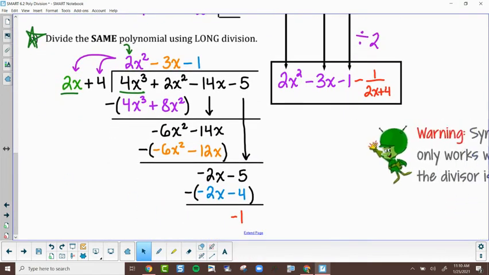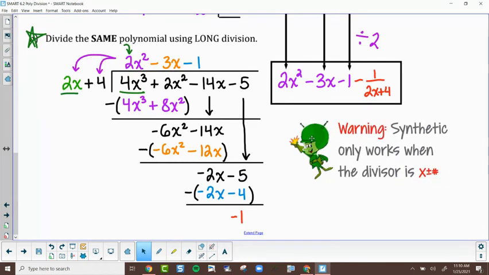So big warning. Don't be a dum-dum, as Kazoo says. Warning, synthetic only works when you are dividing by x and a number. So if it's like x plus 10, that's okay. You can do x minus 5, and that is okay. But there cannot be anything next to x. That is so dangerous, and you can kind of see that it didn't work here. So that is my big warning for you.